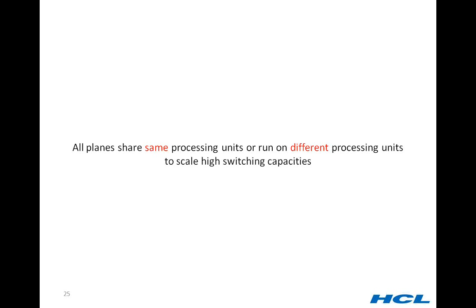Like how we did in the math notebook, where you have multiple users using the same notebook and different combinations. Similarly, here all those three planes could share the same processing units, or they could run on different processing units. Okay, so basically, if you want to provide a high capacity device, a router or a switch, then obviously you will end up having different processing units for different planes, because that makes it much faster.